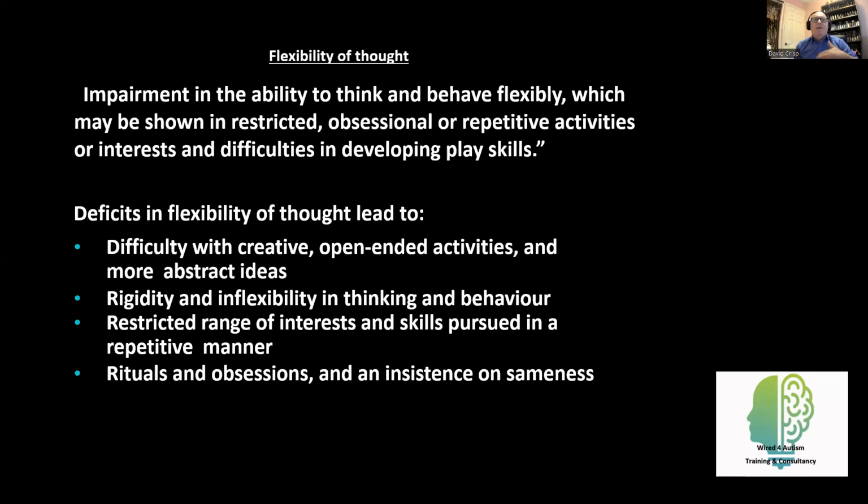Flexibility of thought, again just to recap: impairments in this ability to think and behave flexibly. So the autistic person may show restrictive, obsessional, or repetitive activities or interests, and difficulties in developing play skills. Deficits may include difficulties with creative, open-ended activities and more abstract ideas, rigidity and inflexibility of thinking and behavior, restricted range of interests and skills pursued in a repetitive manner, and rituals, obsessions, special interests, and an insistence on sameness.